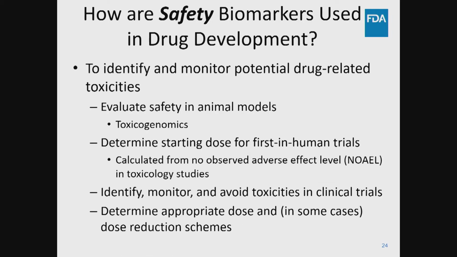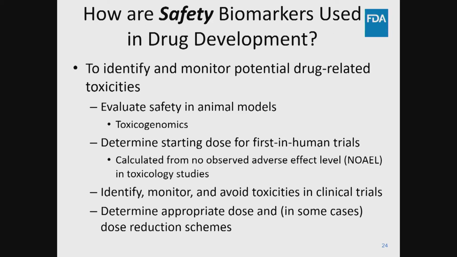So how are safety biomarkers used in drug development? Safety biomarkers are used to identify and monitor potential drug-related toxicities. So in early phase animal studies, you can conduct toxicogenomic studies to evaluate safety. They can also be used to help determine the starting dose for first-in-human trials. So this is calculated from the No Observed Adverse Effect Level, or NOEL, in toxicology studies, and biomarkers can be used to inform this. And then you base your first-in-human starting dose on that.